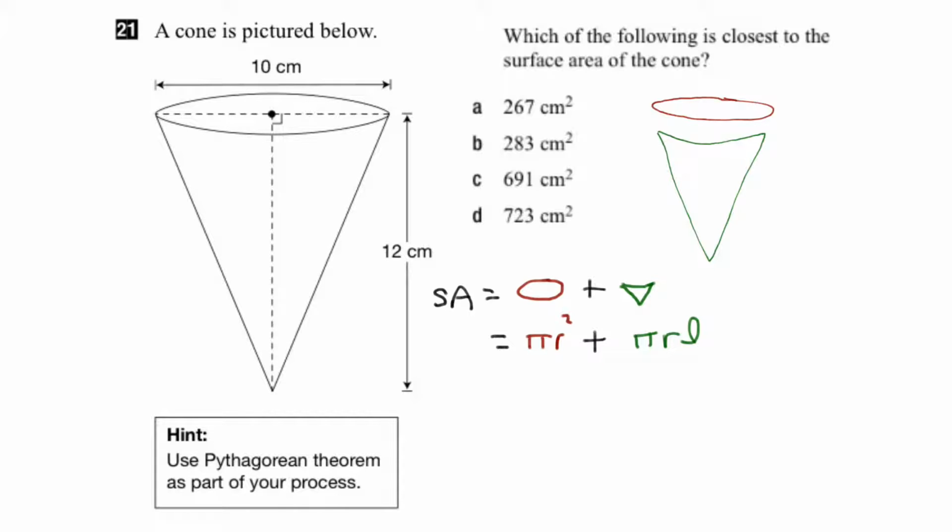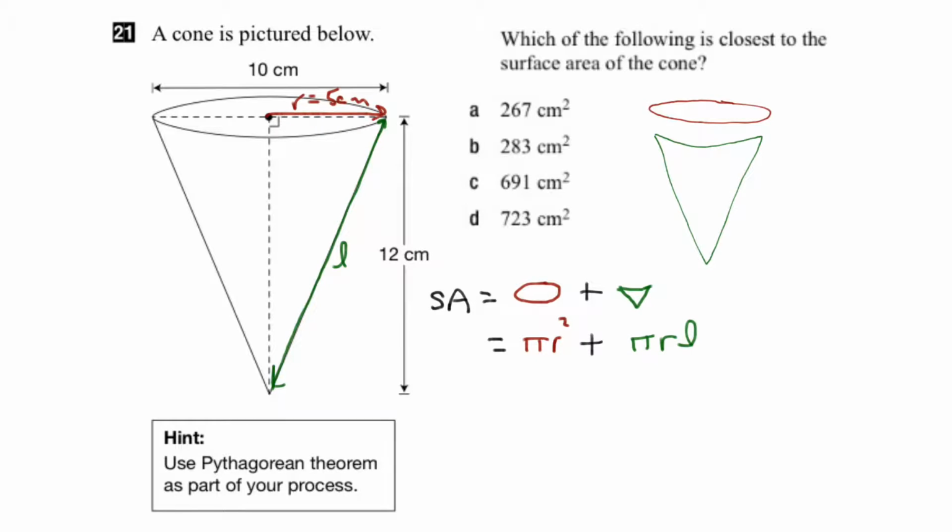So if we look at our diagram, we're given the diameter of the circle at the top. So the radius would be half the diameter, or this distance right here. So r would equal 5 centimeters. And L would be this distance here along the edge of the cone. But we're given this distance here, which is the height of the cone. In other words, the height of the cone here is equal to 12 centimeters.